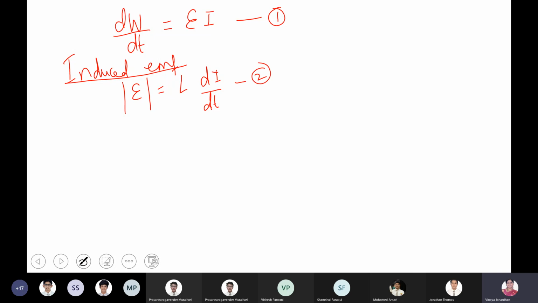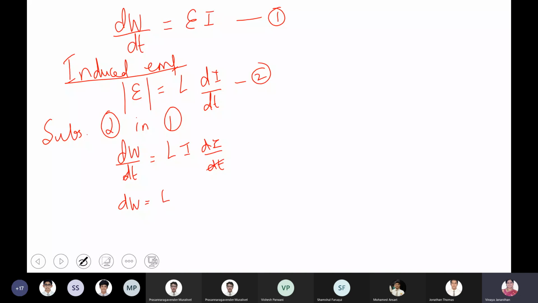So substituting 2 in equation 1, we have dW by dt is equal to Li di by dt. Or else I can write dW is equal to Li into di. Now, what is dW? It is a small amount of work done against the induced EMF so that the current increases by a very small amount di.